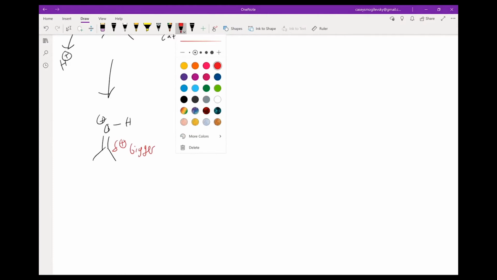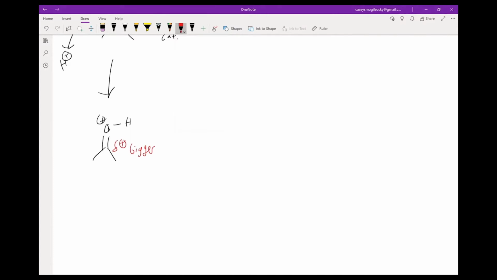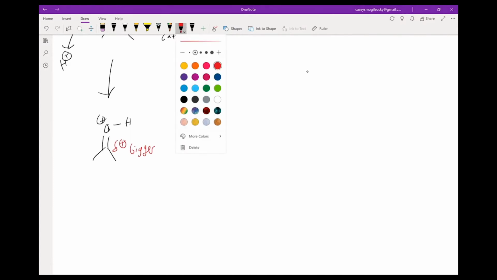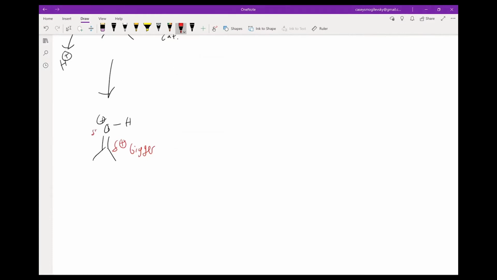And an even bigger, well, it's not even partial negative anymore. It's just slightly less partial positive. So let's do a little partial positive right here. Okay, so what this does, in essence, is make this carbon right here much, much more electrophilic by virtue of the oxygen pulling more electron density from it. Okay, let's see what this gets us.